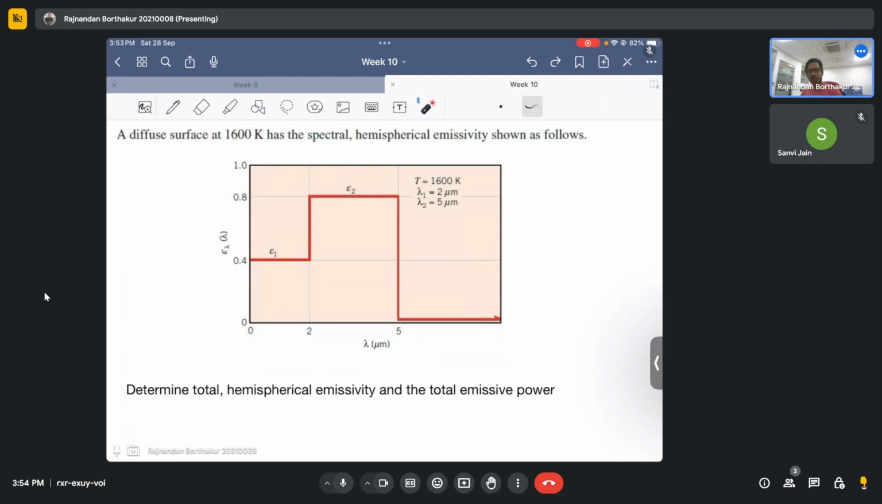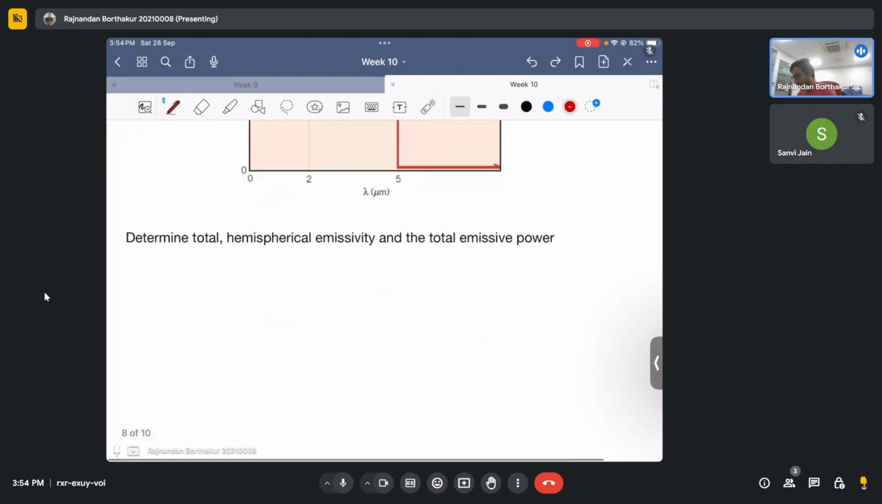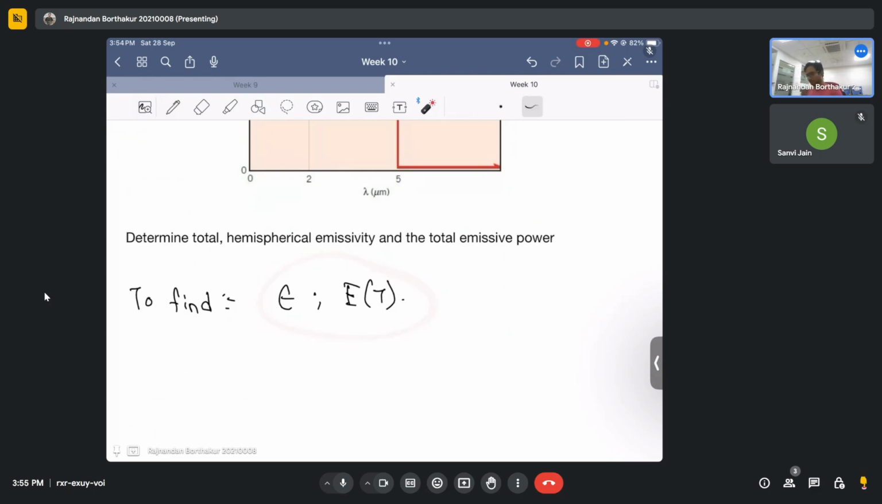Now, if this is the case, what they're asking us is to determine the total hemispherical emissivity and the total emissive power of this diffuse surface. They have mentioned a priori in the question that the surface is a diffuse surface. So the task is to calculate the total hemispherical emissivity, epsilon, and the total emissive power, which is E as a function of temperature, E of T basically. These are the two things that you need to find.